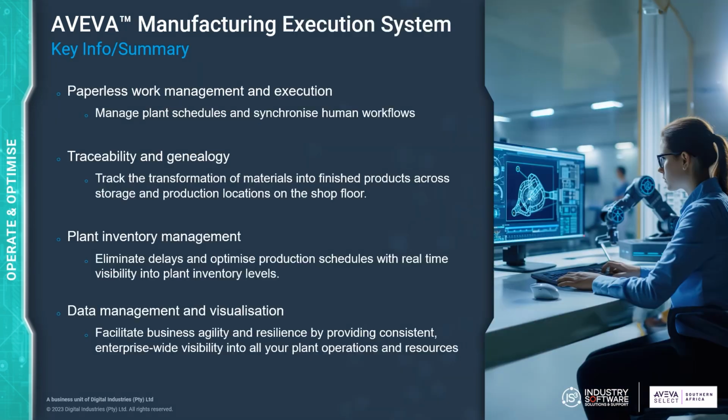Now we take a look at the key info covered in the AVEVA Manufacturing Execution System X-Celerate webinar. AVEVA MES enables you to manage plant schedules and synchronize human workflows with machine actions in real time to execute work orders, complete jobs more efficiently, and produce quality products on time, in full, and at minimal cost. The traceability and genealogy features in AVEVA MES allow you to track the transformation of materials into finished products across storage and production locations on the shop floor.